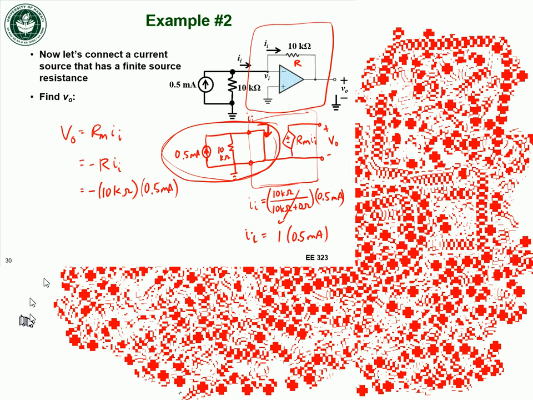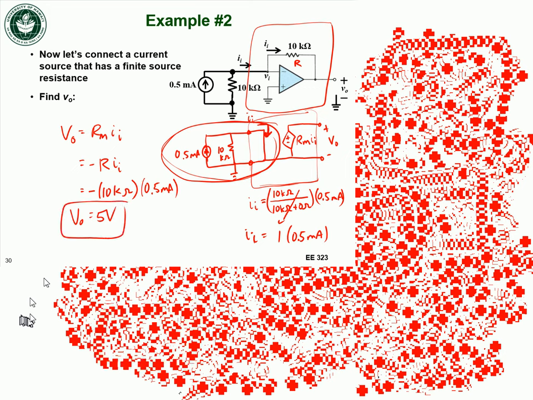Okay, so our output voltage will be 5 volts. Any questions on this example? Yes. Oh yeah, negative 5 volts. Okay, if not, let's go to another example.